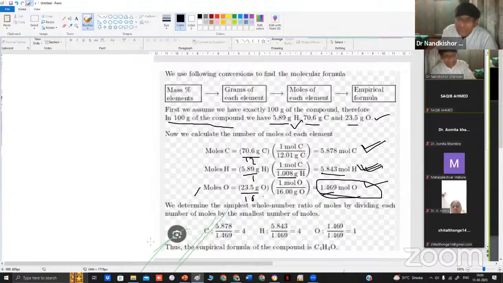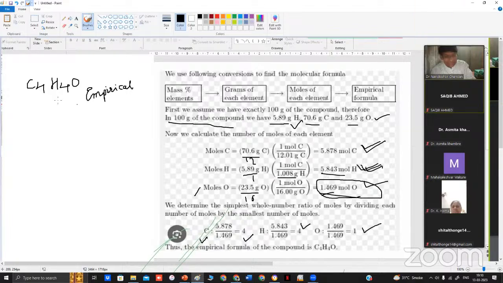So 5.8 divided by 1.4 gives you 4 for carbon. Then 5.8 divided by 1.4 roughly comes to 4, hydrogen 4. And 1.4 divided by 1.4 is absolutely 1. So from this data, we know there is C4H4O, and this is called the empirical formula. And you have to calculate its weight.